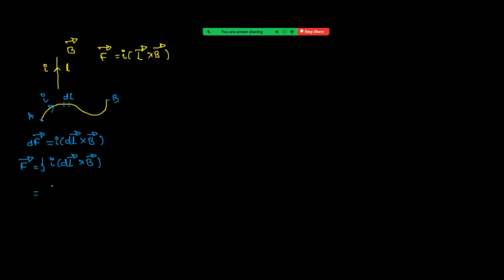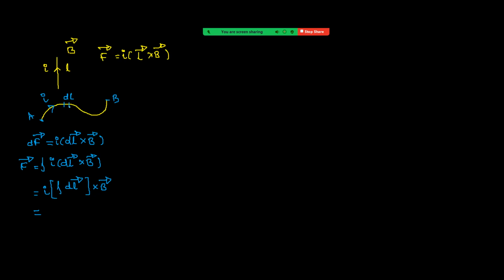Now, since we are taking a uniform field, we can take B bar out of the integration. I is a constant, so it is also taken outside. We have the integration of dl bar cross B bar, with B bar outside. The condition is that it is a uniform field. If the field is not uniform, then we cannot take it out of the integration. Now we have to focus on what is the value of the integration of dl bar.